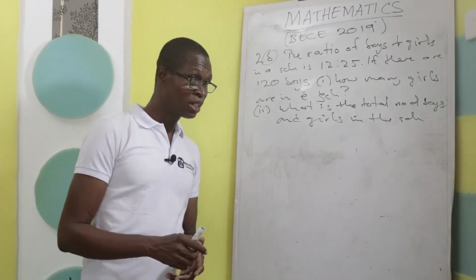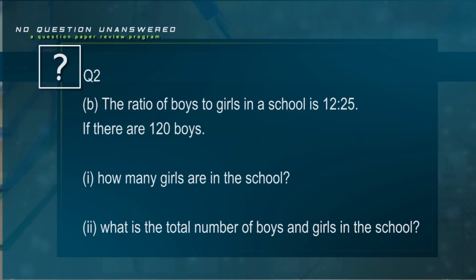All right, viewers, we are now on the next sub-question of question number 2, 2B precisely. And the question is right on the board as I read. The ratio of boys to girls in a school is 12:25. If there are 120 boys, sub-question 1, how many girls are in the school? Sub-question 2, what is the total number of boys and girls in the school?